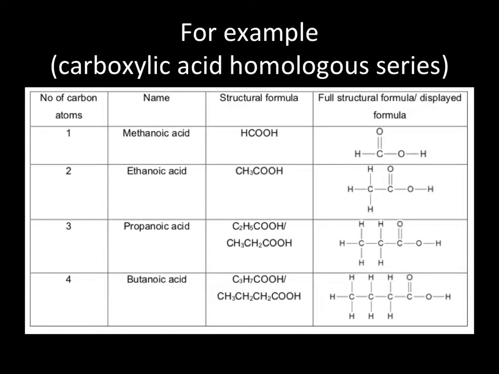Same for carboxylic acid. A carboxylic acid with 1 carbon will be named methanoic acid. A carboxylic acid with 2 carbons will be called ethanoic acid, which is found in your vinegar. A carboxylic acid with 3 carbons will be called propanoic acid. And if it has 4 carbons, it will be called butanoic acid. We will not focus on the drawing today. We will only talk about the naming.